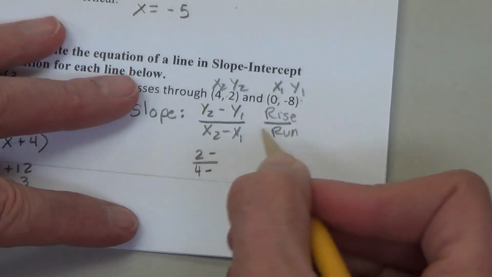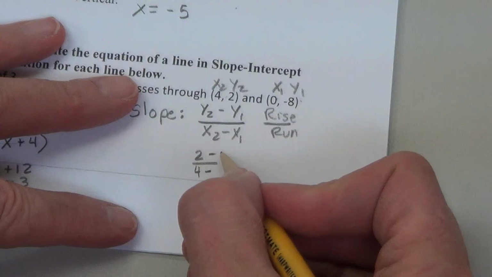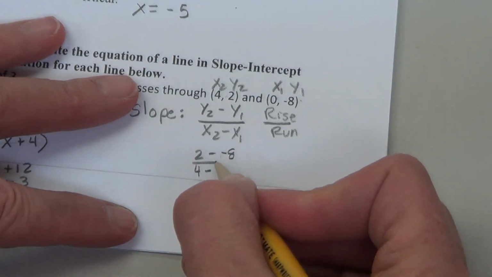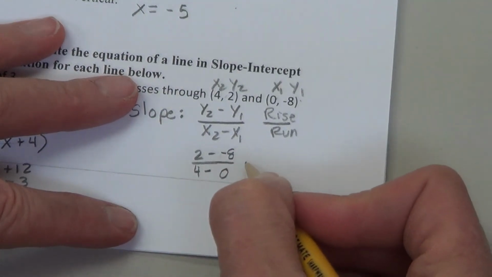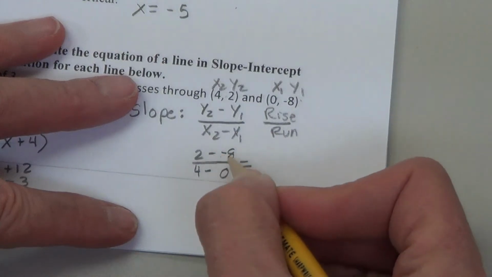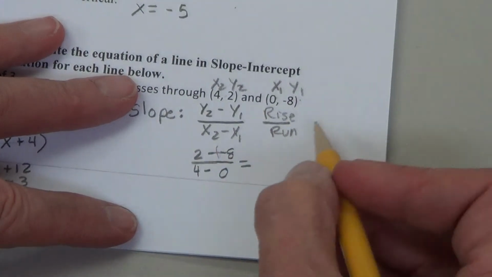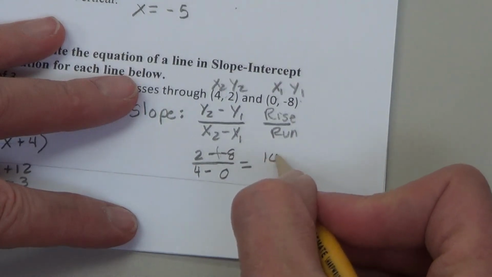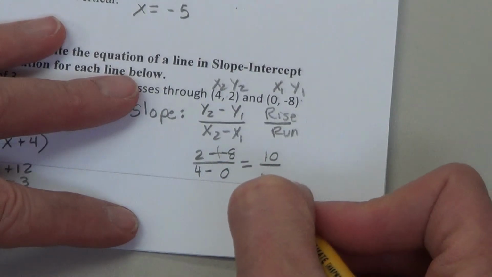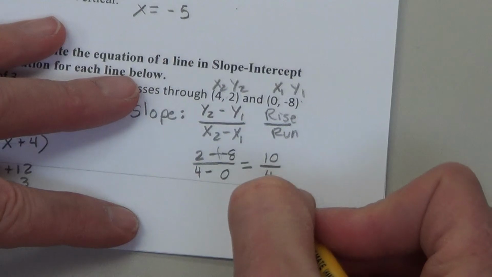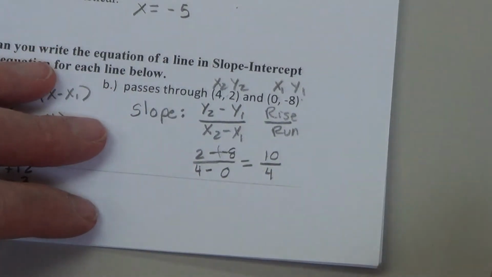Minus, minus, and then -8 and 0. 2 minus a -8, well, that becomes positive. So we have 2 plus 8 is 10. 4 minus 0 is 4. Okay.